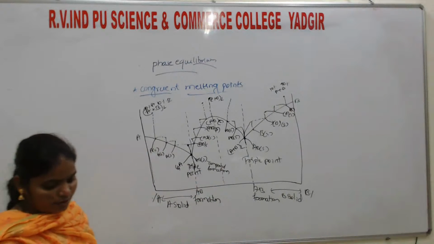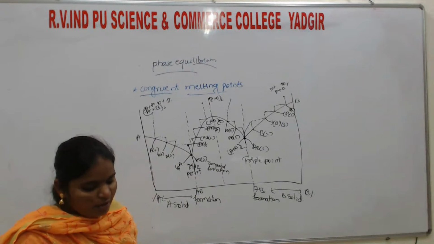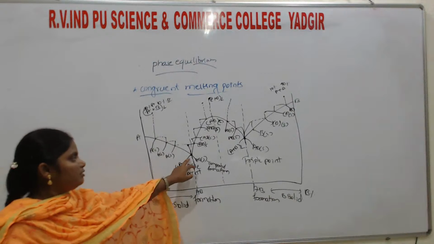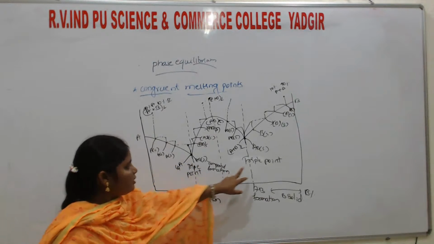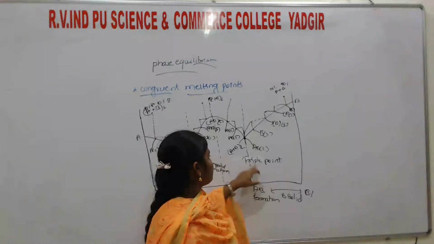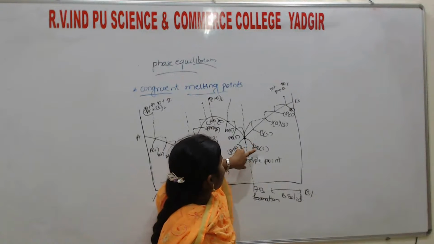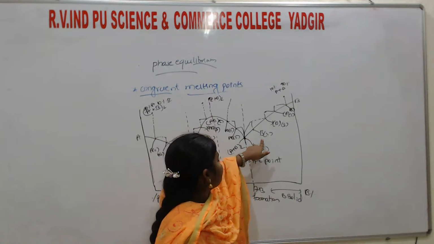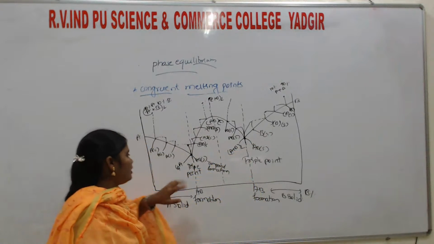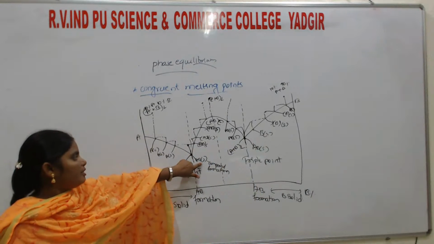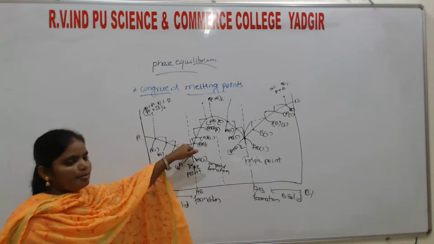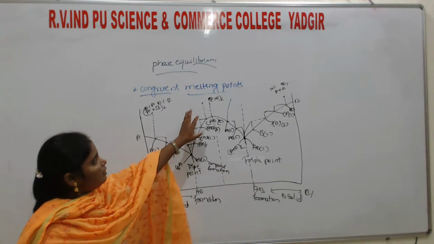This is a phase diagram. Here three phases are present, and here also three phases are present. One is A plus B liquid, AB solid and B solid. And here A solid, AB solid and another AB liquid.